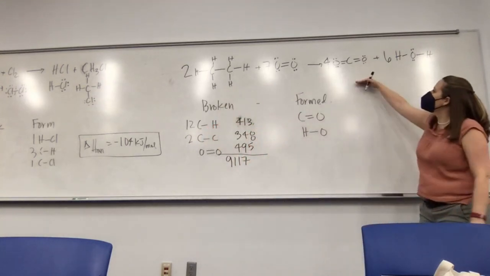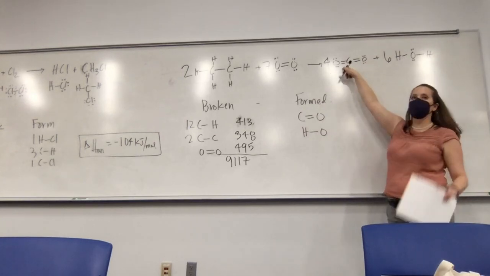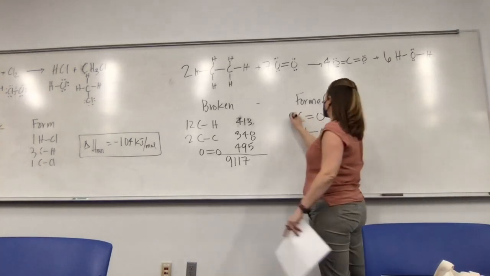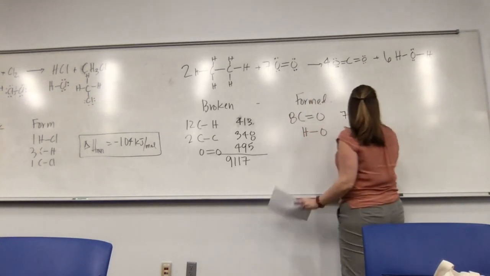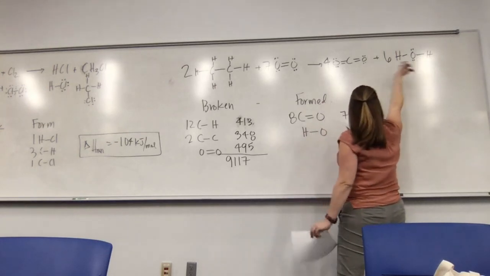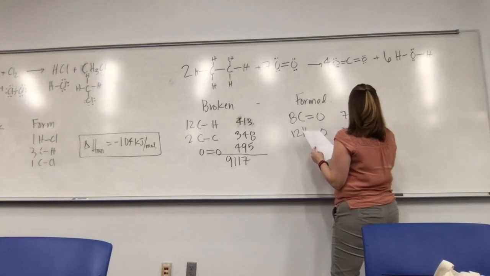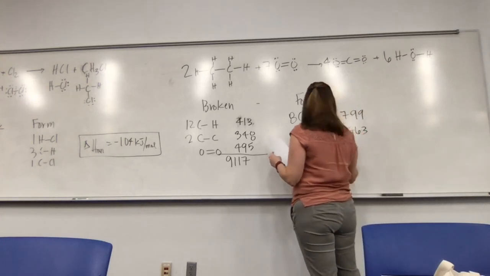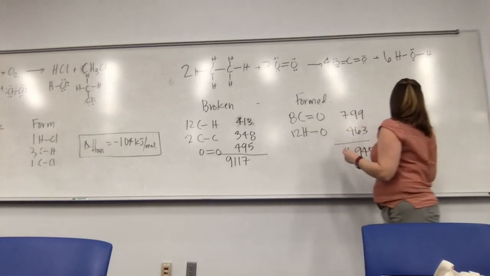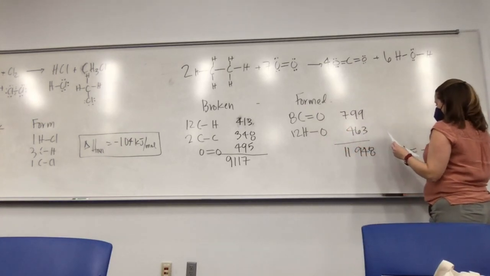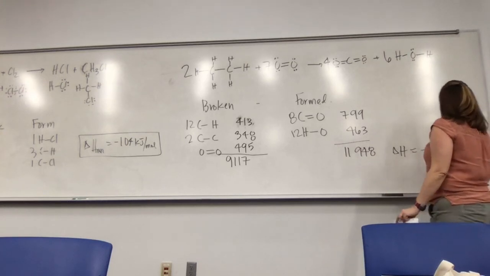For carbon dioxide, there's 4 CO2 molecules, each with 2. So that gives you 8 CO double bonds at 799 a pop. And so there are 12 OH bonds at 463. So I get 11,948, which gives me a delta H of negative 2,831 kilojoules.